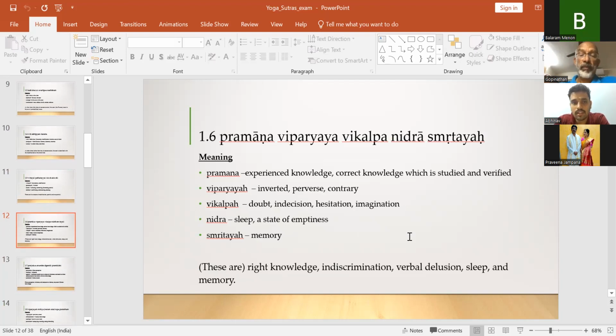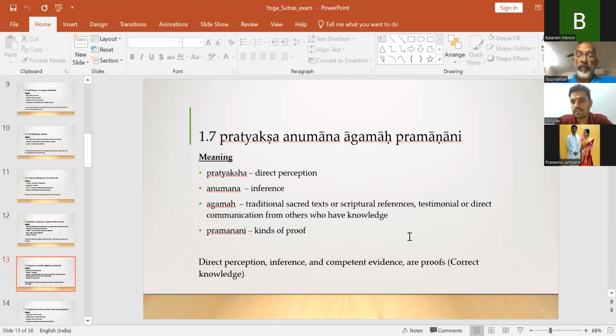Pramana means right knowledge. Viparyaya means you can say it is a false knowledge. Vikalpa means verbal delusion. Nidra means sleep. Smriti means memory.